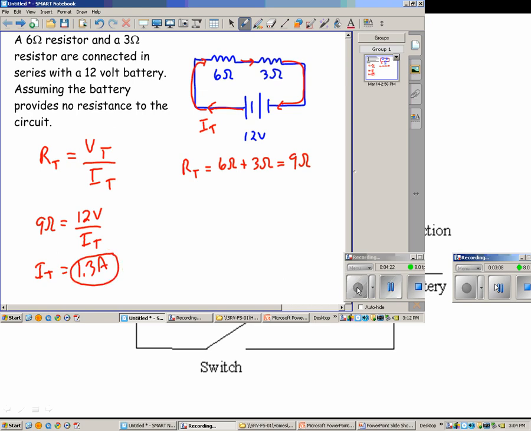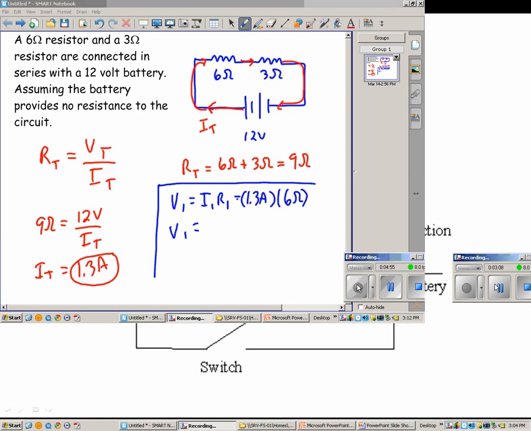Now I want to solve for the potential difference across each resistor. So in the next part, I want to solve for V1, the potential difference across the first resistor. Well, if I just look at Ohm's law, that's just I1 times R1. And I know the current is the same in each resistor, so I know it's 1.3 amps, or 1 1/3 amps, and the resistance is 6 ohms. So I go ahead and just plug in that 6 ohms there, multiply that out, and I end up with a potential of about 8 volts.